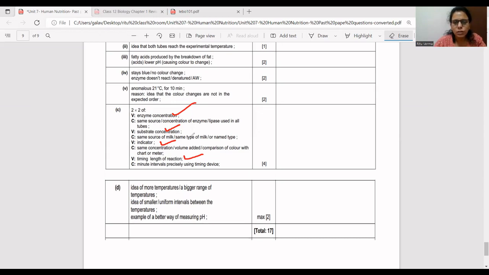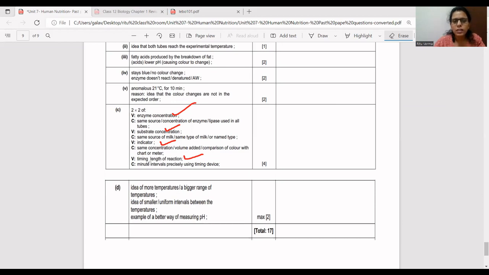And next is substrate concentration. That means the amount of fat. So the amount of fat added in each test tube should be the same. Then next was the indicator. The same amount or similar volume of indicator should be added in all 3 test tubes.